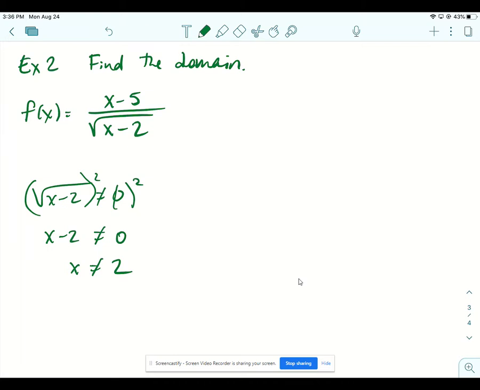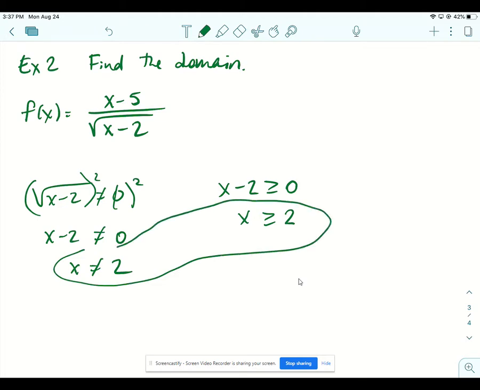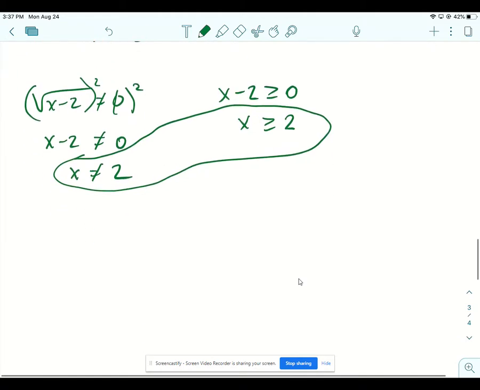The other thing we have is a variable under an even root. So I know that the radicand must be greater than or equal to 0. So x has to be greater than or equal to 2. So what we have to do is find a way to combine those for your domain. So x can't be 2, and x needs to be greater than or equal to 2. So think about how you can combine those.